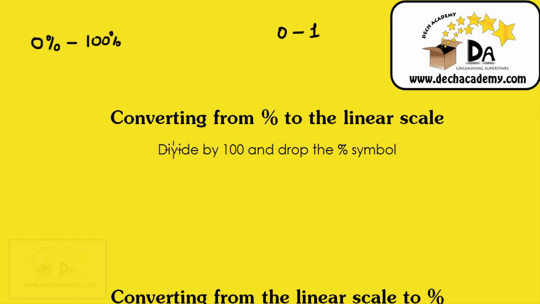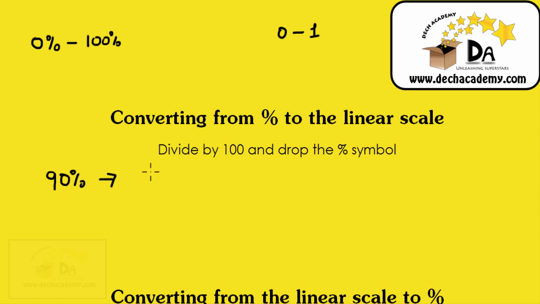And the simple procedure is to divide by 100 and drop the percentage symbol. So if you have a probability of an event equal to 90%, you want to convert it to the linear scale, all you have to do is divide 90% by 100 and drop the percentage symbol.